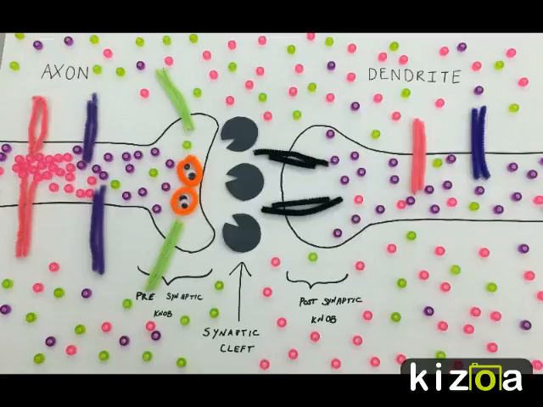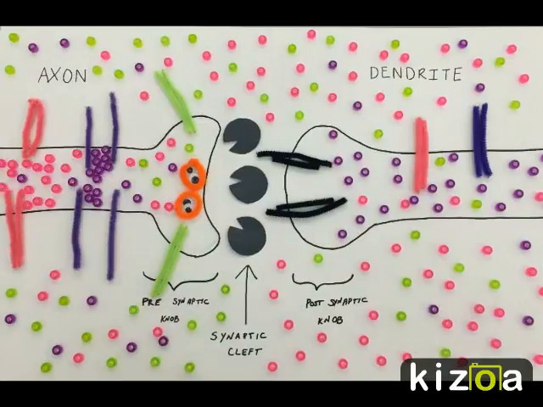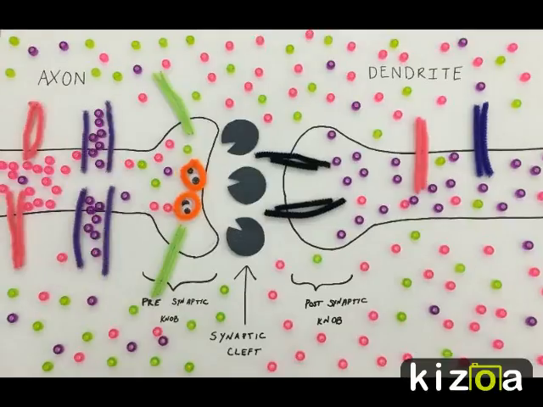Voltage-gated potassium channels open in response to this depolarization caused by the initial influx of sodium into the cell. The movement of potassium ions out from the cell repolarizes the membrane back to its negative resting potential.